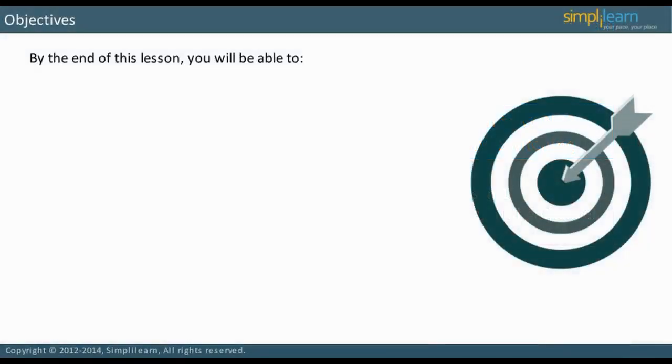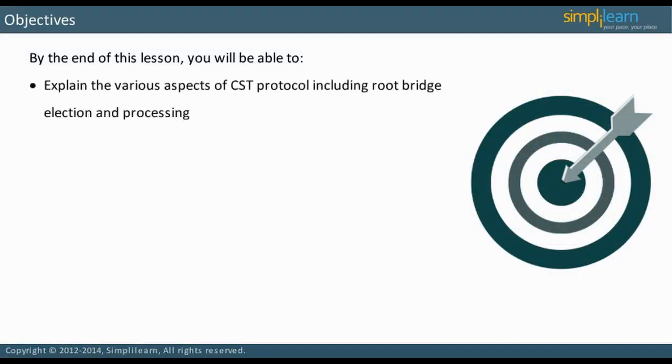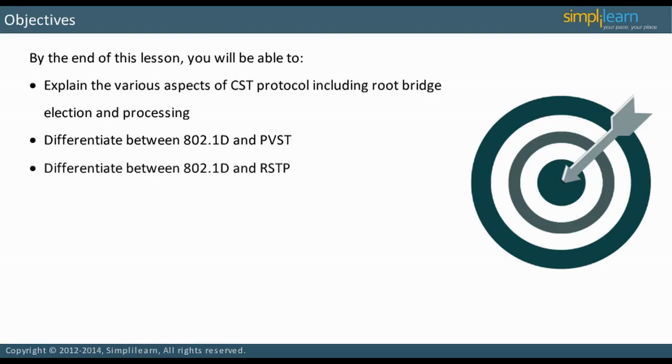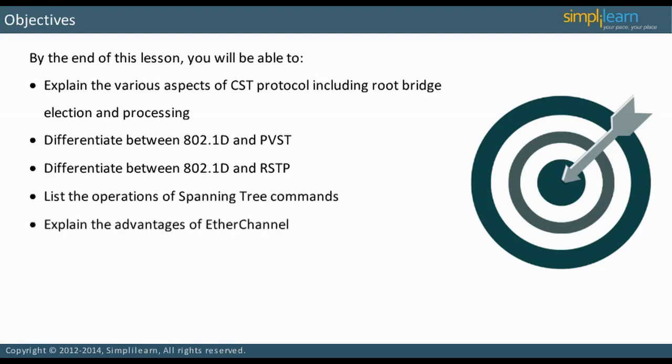By the end of this lesson, you will be able to explain the various aspects of CST protocol, including root bridge election and processing, differentiate between 802.1d and PVST, differentiate between 802.1d and RSTP, list the operations of spanning tree commands, explain the advantages of EtherChannel, and configure EtherChannel.